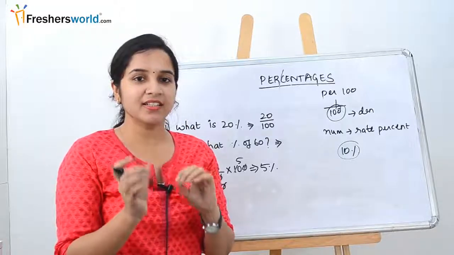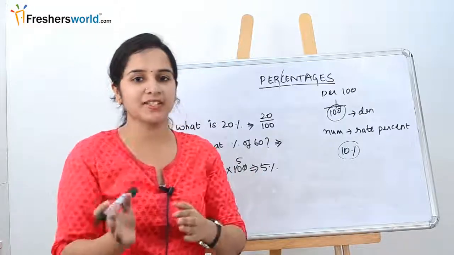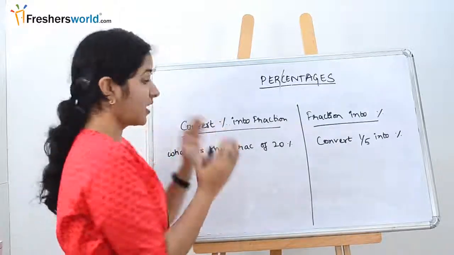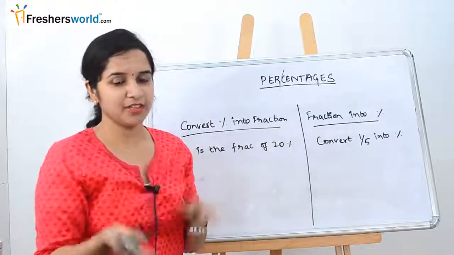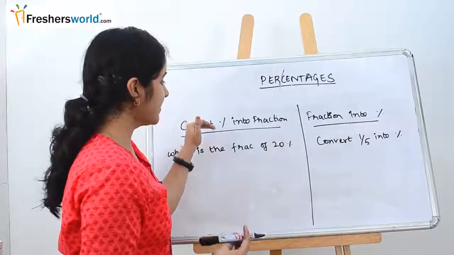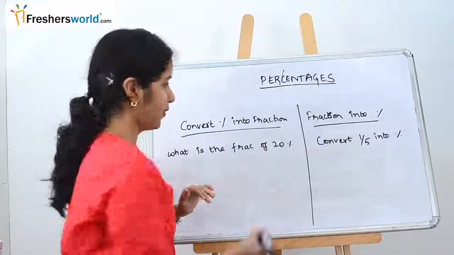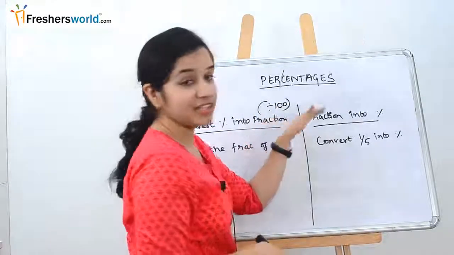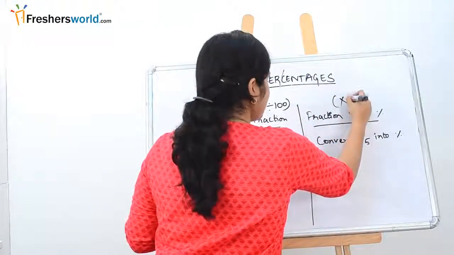Let's understand another concept: fraction into percentage and percentage into fraction. The next concept is to convert percentages into fractions and fractions into percentages. It's a very simple concept. In percentage to fraction, we divide it by 100. In the case of fraction into percentage, we multiply it by 100.